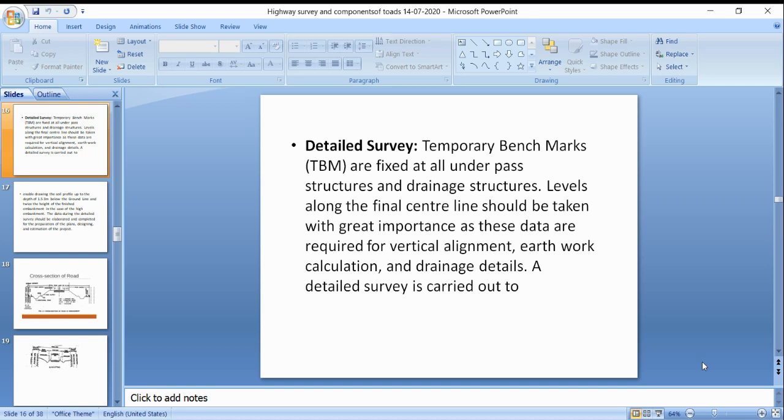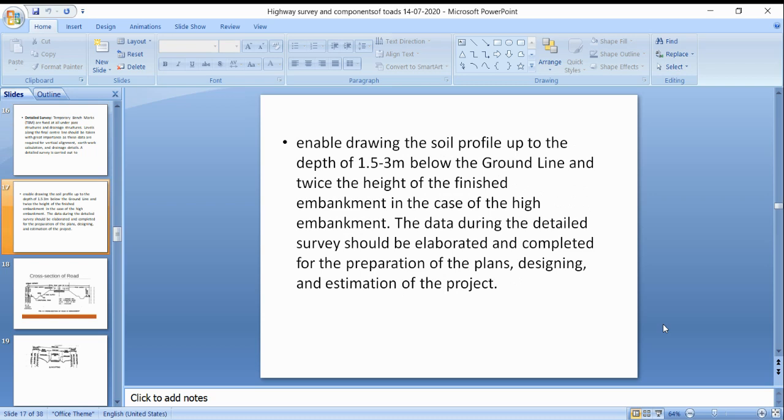The detailed benchmarks are fixed at all the underpass structures. The drainage and drainage structures levels along the final center line should be taken with great importance, as these data are required for vertical alignment, earthwork calculations, and detailed drainage surveys to be carried out. Here we finalize the drawing, and we are seeing the soil profile, to a depth of 1.5 meters to 3 meters below the ground line, and twice the height of the finished embankment.